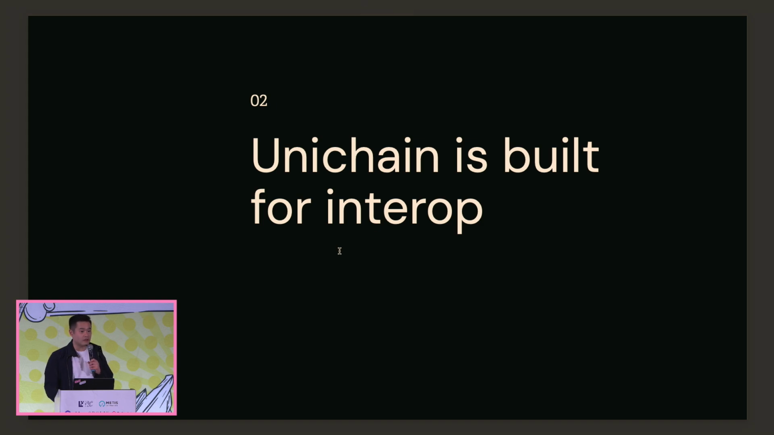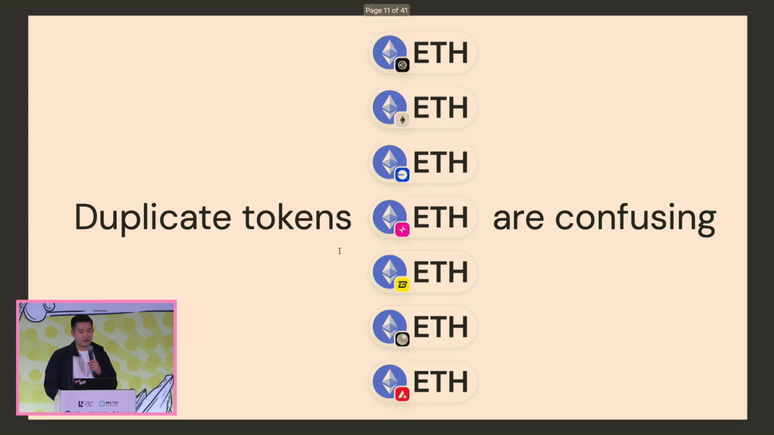Unichain is also built for interop. The Ethereum rollup roadmap is working. Rollups are making blockchains better for users, faster, and cheaper. But it is also causing some problems like duplicate tokens. You have Ether on Base, on Unichain, on Ethereum L1, on Zora or Avalanche.